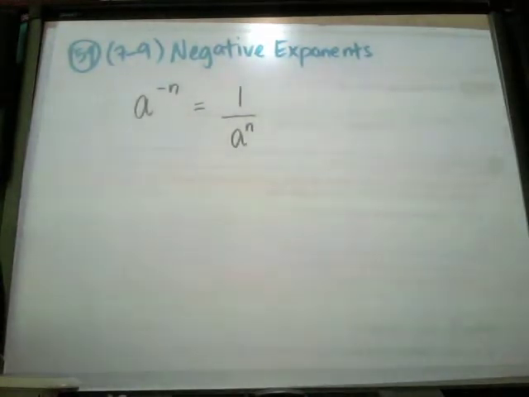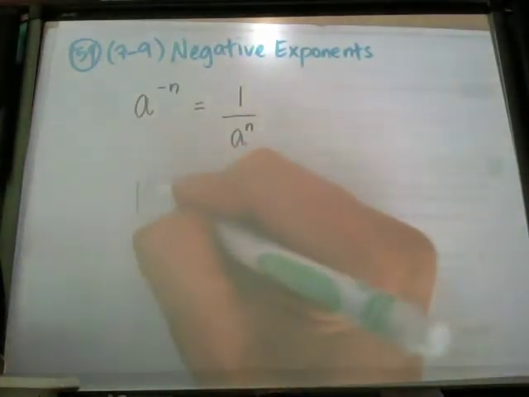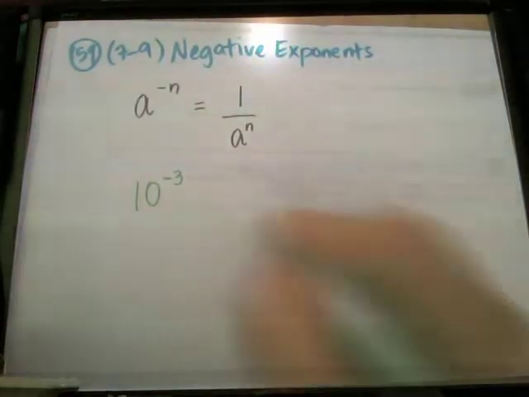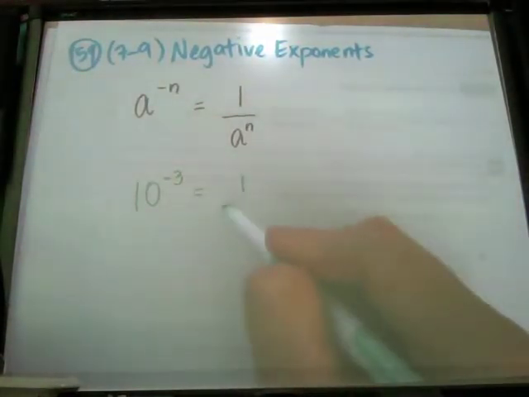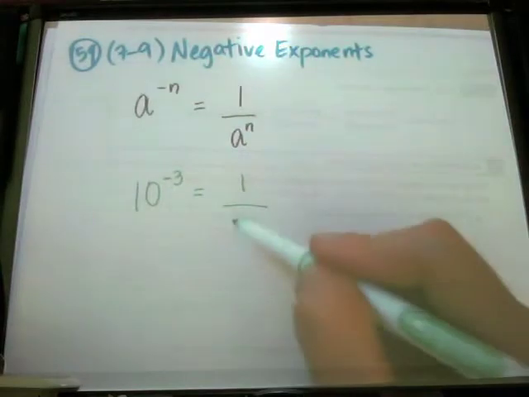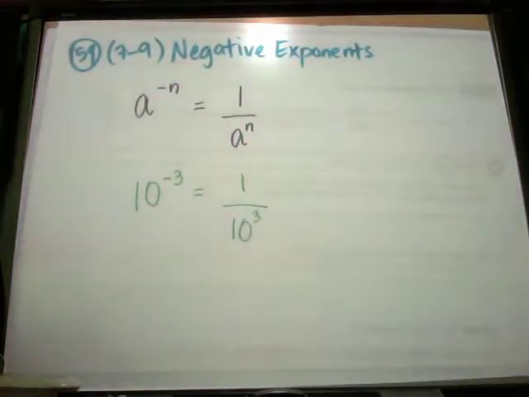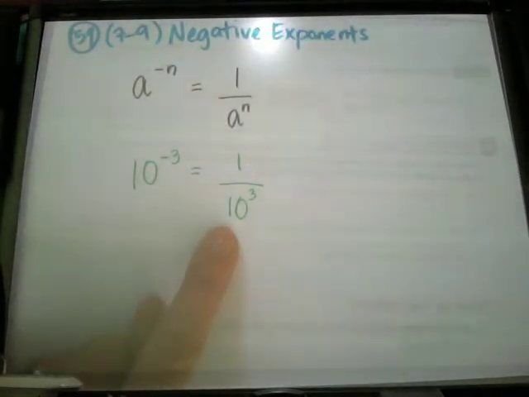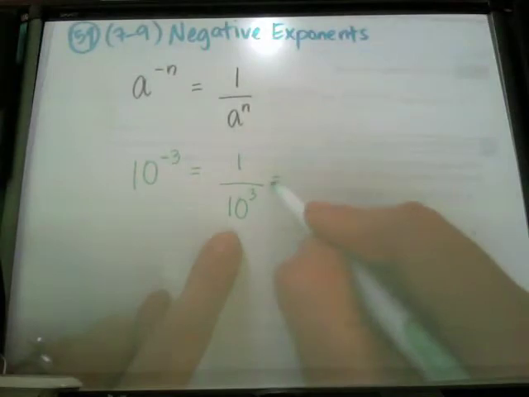So this is the rule for how to work with negative exponents. Let me show you an example. If you just had a number as a base, for example, 10 to the negative 3. We just follow the pattern. It's going to be 1 over, and then we say the same base, and the exponent becomes positive. If you have just a number, not a variable, but a number, I want you to simplify this. Don't leave it as 10 to the power of 3.